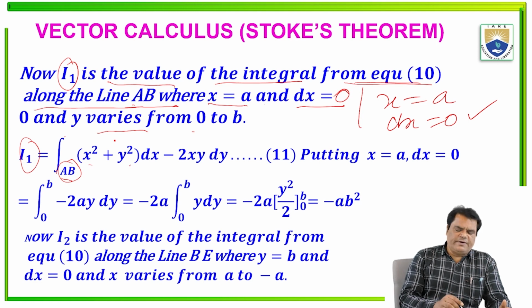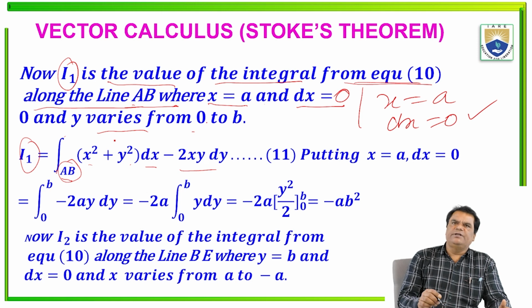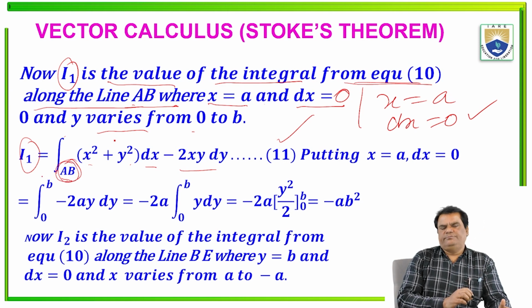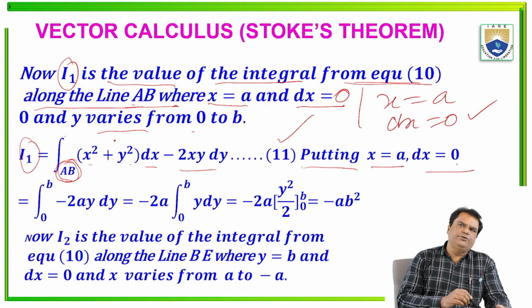The integral of (x square plus y square) dx minus 2xy dy is the same equation 10. Taking equation 10, this converts to equation 11, because we are finding the integral along AB. In equation 11, putting x equal to a and dx equal to 0 along the line AB, and y varies from 0 to b.